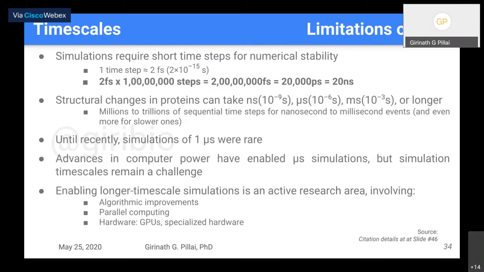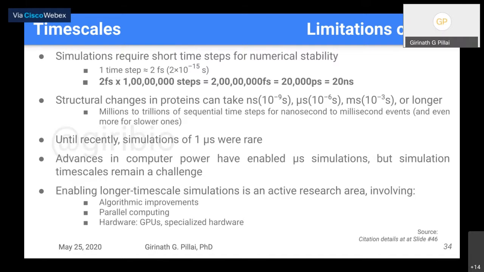So now let's discuss time scales. The simulation has short time steps for numerical stability. That's what one time step is equal to: 2 femtoseconds. 2 or less than that is more recommended. One femtosecond is 10 raised to minus 15 seconds. Now, how can we convert this to nanoseconds?